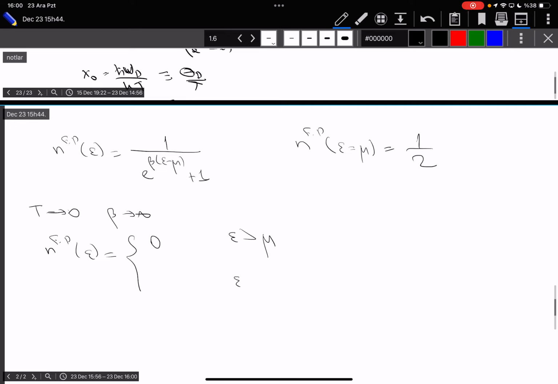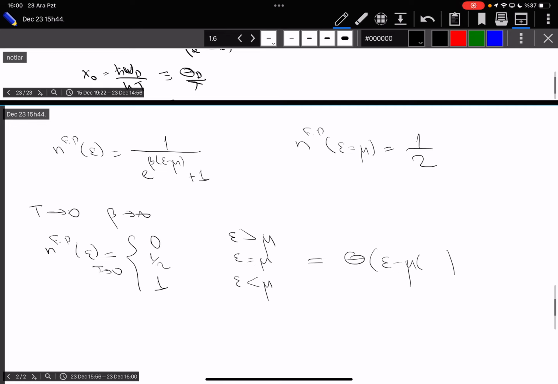And for epsilon less than mu, well, then epsilon minus mu is negative. We are multiplying a negative number with infinity, that is minus infinity. The exponent of minus infinity is 0. So we have 1 over 1, which is 1. So it's basically the step function. And if you like, when epsilon is equal to mu, it is 1 over 2. This is when T goes to 0.